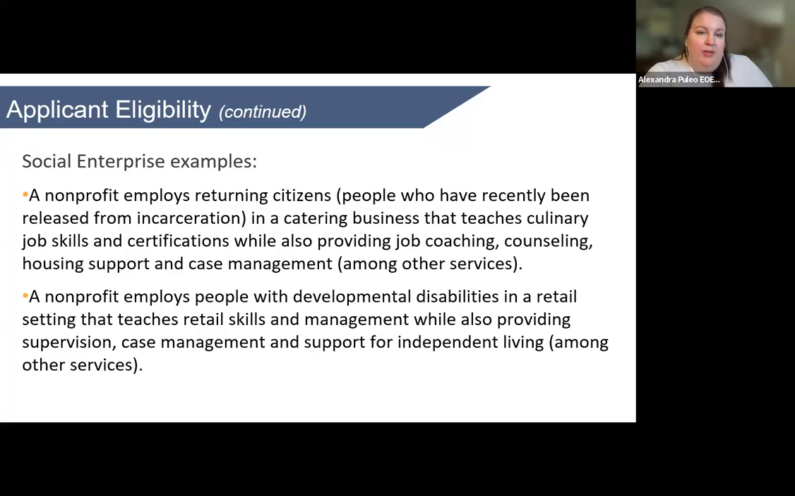Another example could be a nonprofit that employs people with developmental disabilities in a retail setting that teaches retail skills and management while also providing supervision, case management, and support for independent living, among other services.